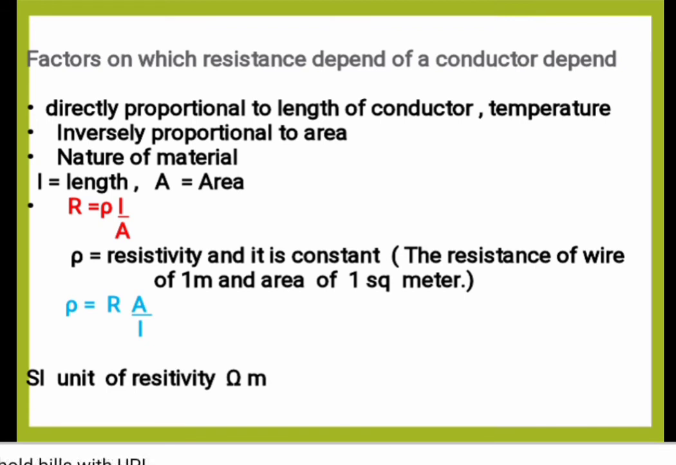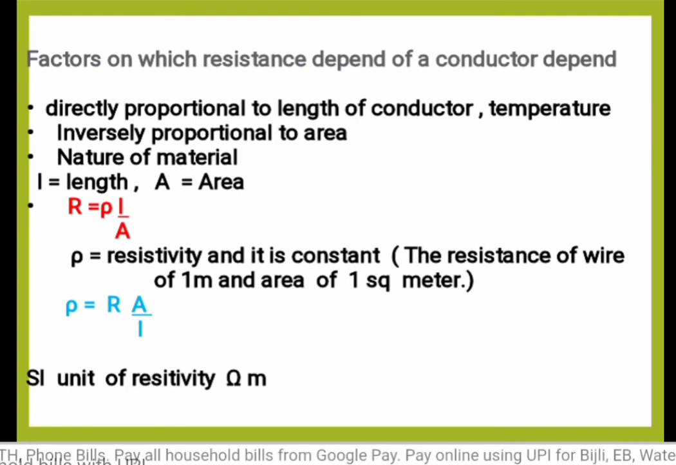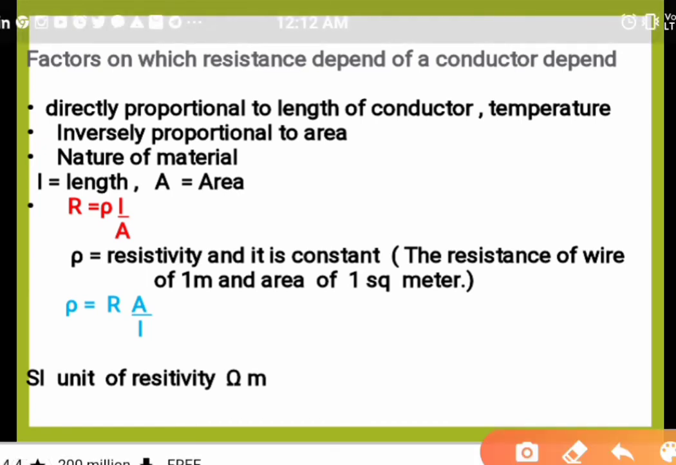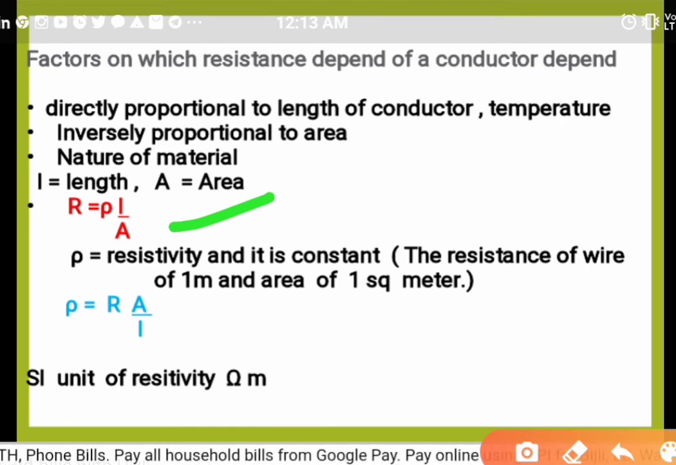Third point is the nature of material. It also depends on the nature of material. For example, aluminum has its own resistance; gold and tungsten have their own resistance, and therefore they are used for different purposes in our homes and in many industries. So we derive the formula of resistance here. R equals rho L by A. Rho means resistivity.